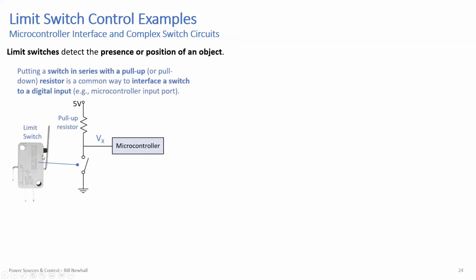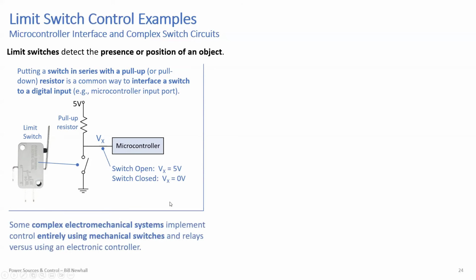So here's the limit switch. Here it is right here. And in this case, I have a pull-up resistor. So when that switch is open, this Vx is pulled up to 5 volts. The microcontroller sees 5 volts. If something causes that switch to get depressed, then the switch closes and Vx goes low. So you can sense the state of something using that limit switch. Okay. So if the switch is open, Vx is 5 volts. If the switch is closed, Vx is 0 volts.